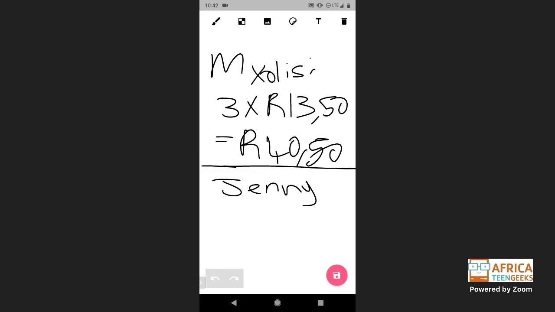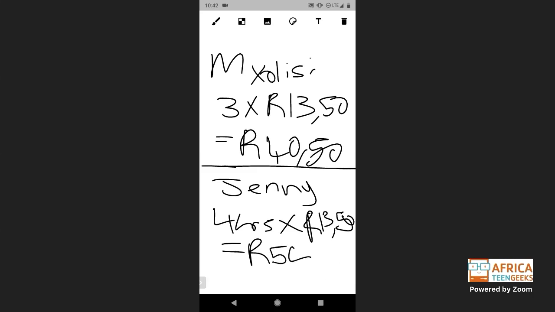So guys, how much will Jenny receive? Okay, we have 3 minutes. Jenny will most definitely get, because she worked for 4 hours. So we'll have her hours right here, which is 4 hours multiplied by per hour, because our per hour rate is 13 rand 50. 4 hours multiplied by 13 rand 50 equals to how much? 54 rands.